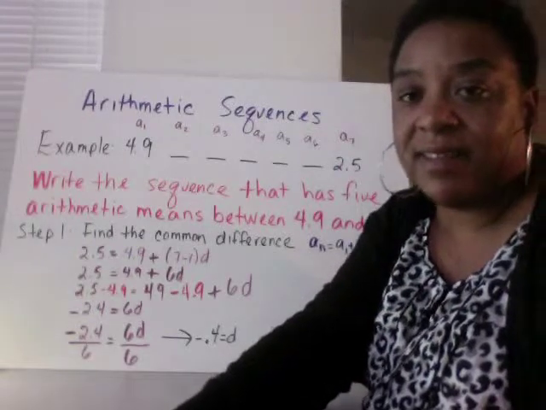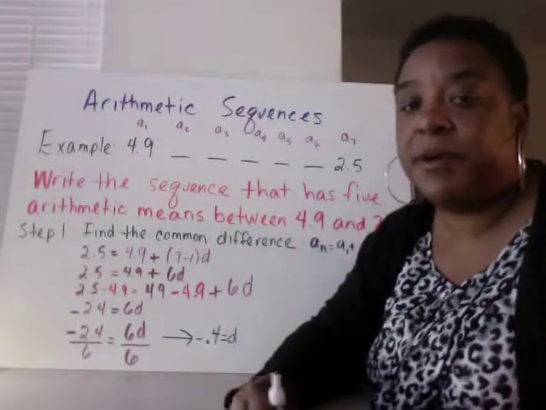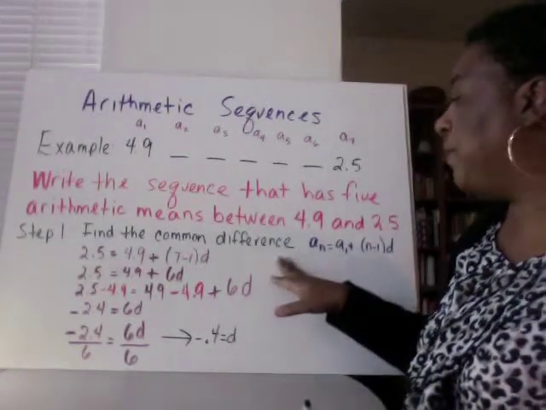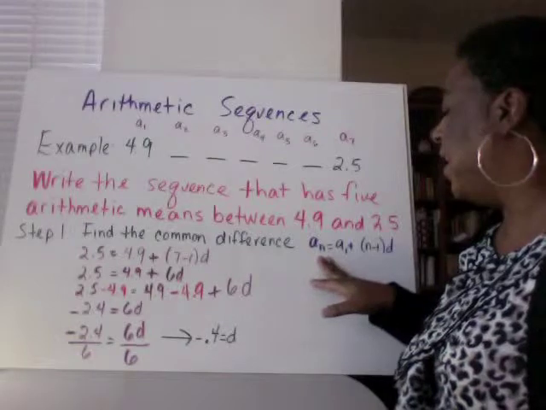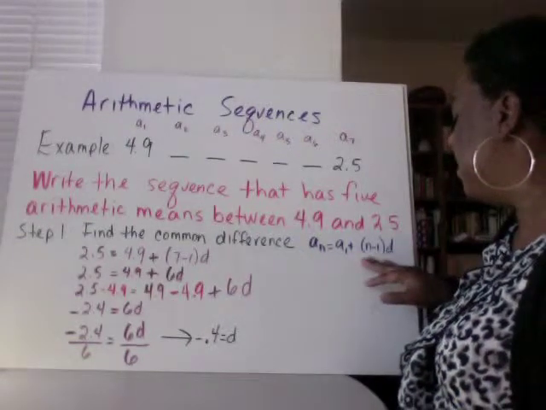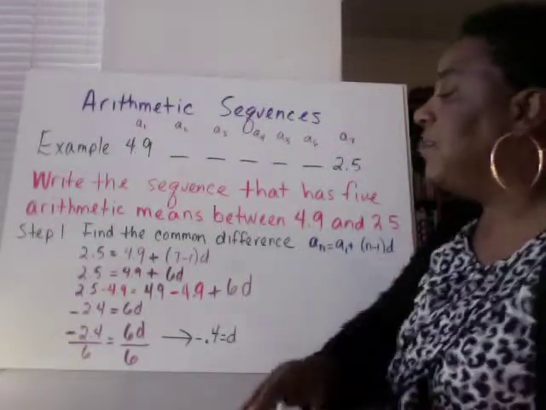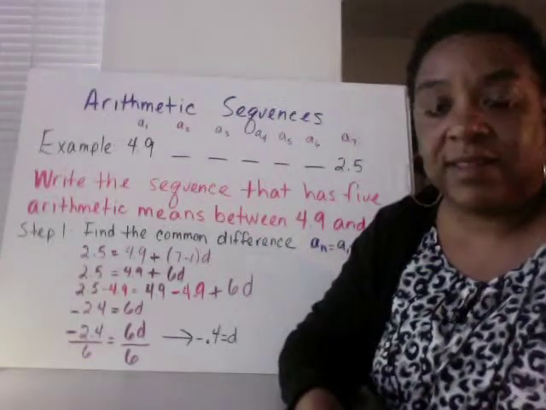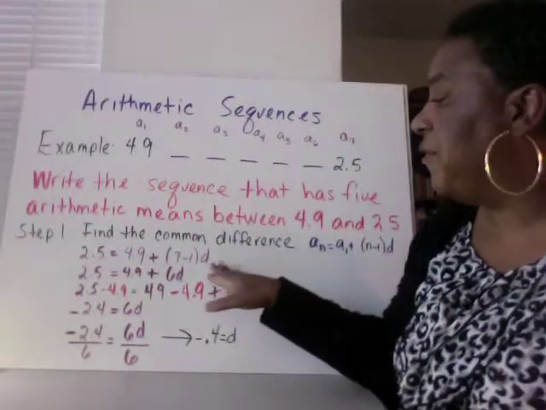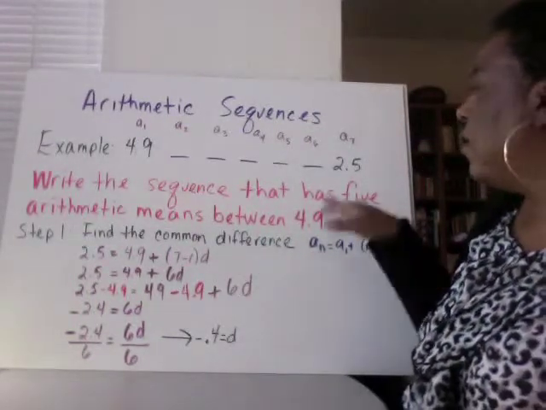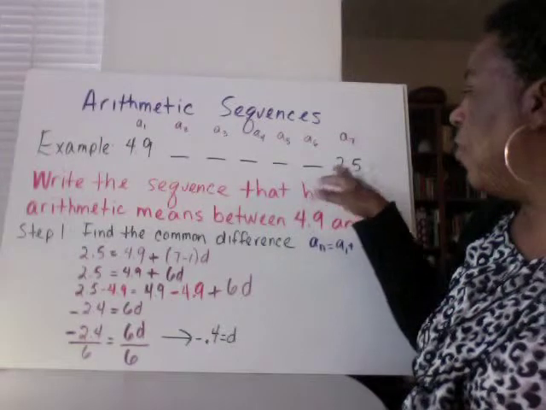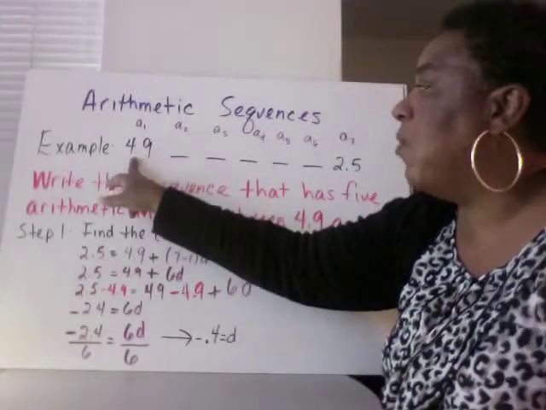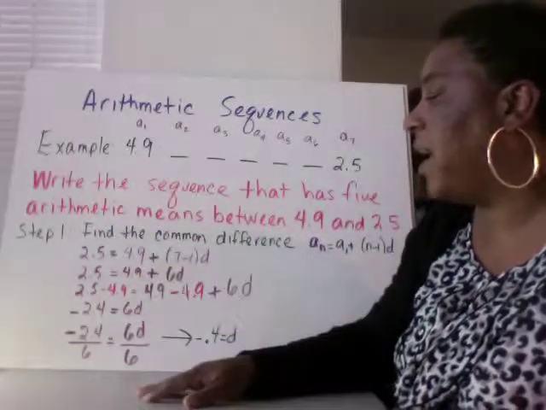Our task in this example is to find those missing numbers. So the first step we should take is to find the common difference. And we'll use the formula a sub n equals a sub 1 plus n minus 1 times d to find our common difference. Using the information that we're given in this example, we'll substitute that information into our formula. So we'll take advantage of the fact that we know what a sub 7 is, which is 2.5, and that we know what a sub 1 is, which is 4.9.